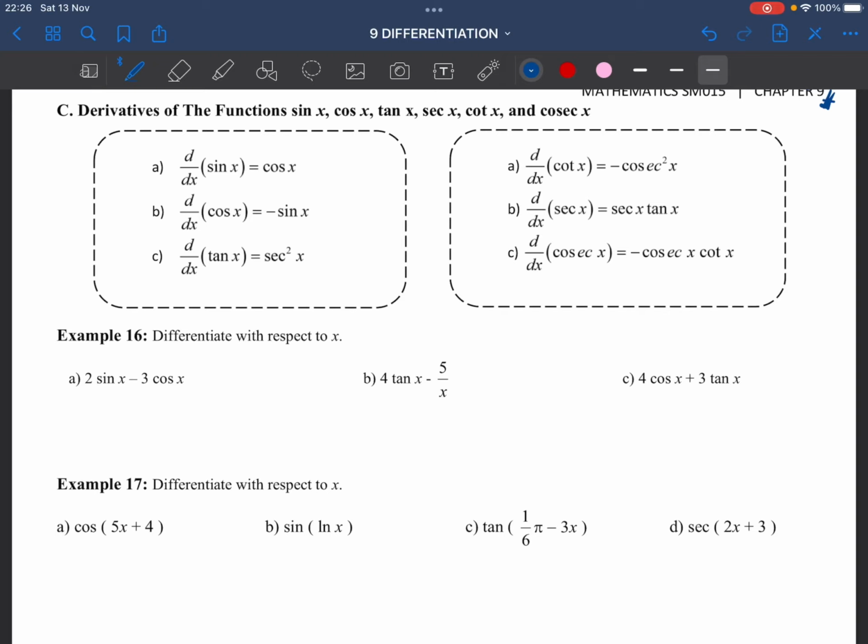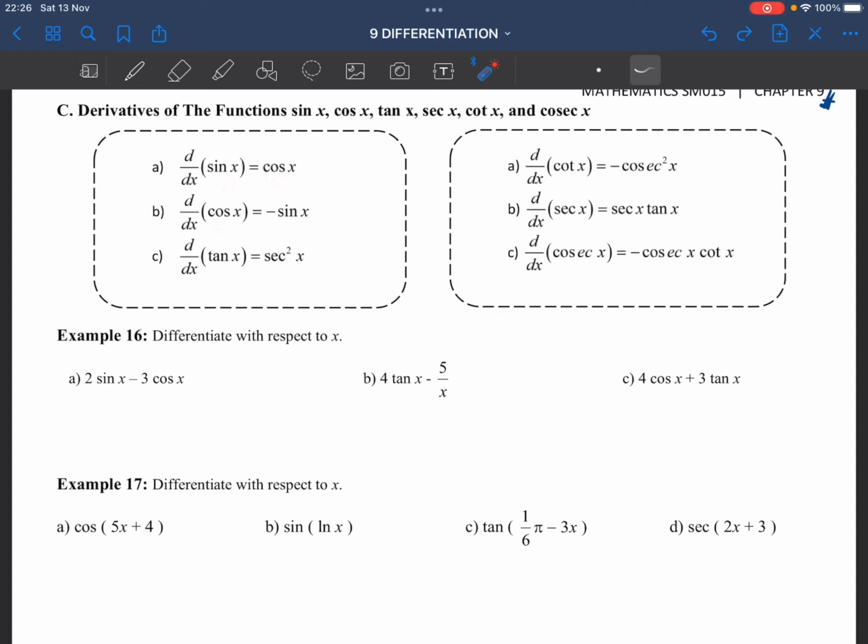This is just how it is. Okay, there is no trick to remember it, it's up to whatever way you want to remember it. So, it is what it is. Okay, so differentiate sin, we get positive cos. Differentiate cos, we get negative sin. Differentiate tangent, we get secant square x. Okay, before we proceed to this part, let's look at example 16.